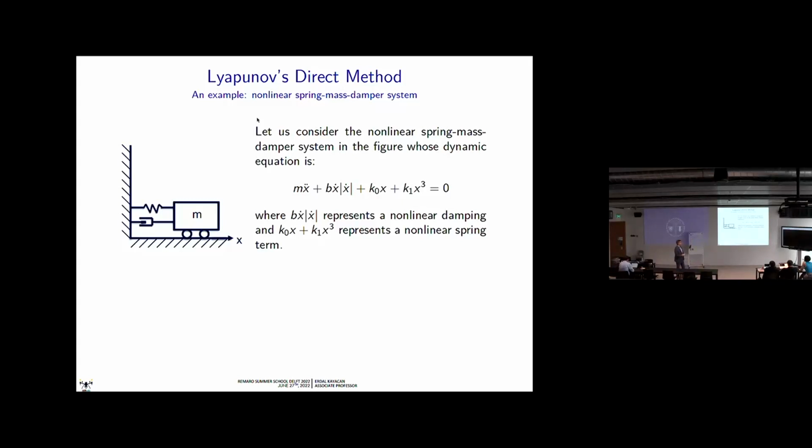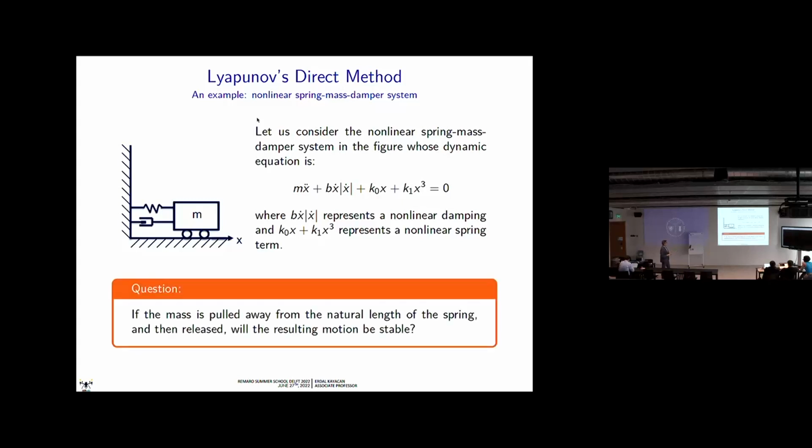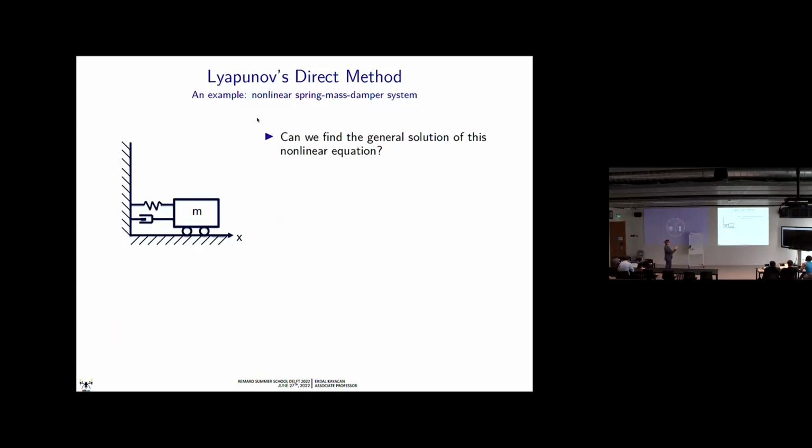Okay. How we get these models is another story. We are not focusing on modeling, but let's assume that this model is given to you and you're trying to analyze the system. So if the mass is pulled away from the natural length of the spring and then released, let's say, if I just take it here and then leave it, is it going to be stable or not? Is the energy going to go down over time or not? This is our question. So can we find the general solution of this nonlinear equation? Or, instead of it, can you linearize it and then make the analysis?